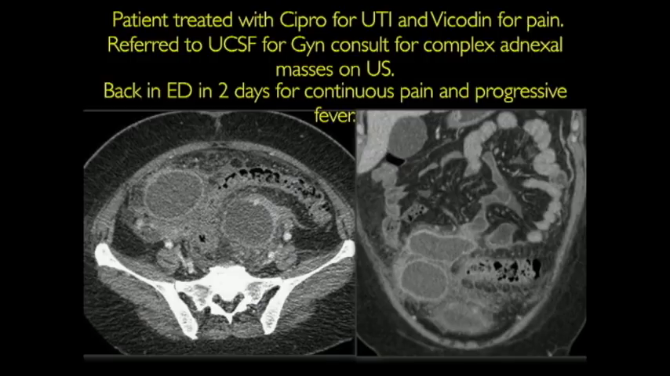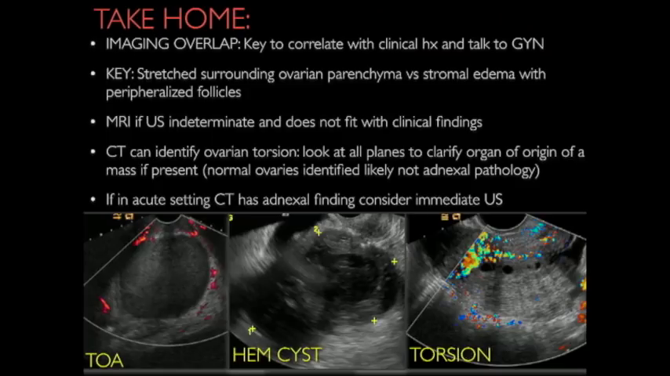Perhaps we would not have missed that on the ultrasound in the proper clinical setting. But an important thing: if you have adnexal findings, do try to interpret them and put them in context with the clinical picture. So the take-home point is there is imaging overlap, and the key is to correlate the clinical history and talk to your GYN colleagues if things just don't make sense. We always tell them, treat the patient, not the picture, and they tell us the same: well, we have to follow what makes the most sense.